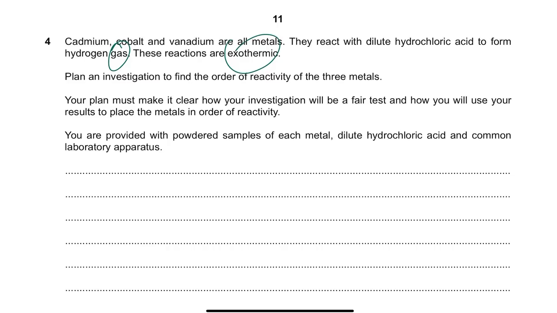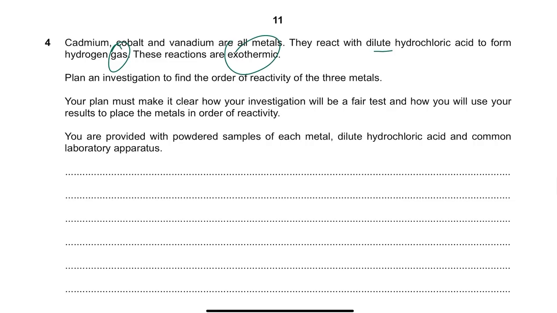Plan an investigation to find out the order of reactivity of three metals. You have to react them with dilute hydrochloric acid, and plan an experiment through which you can find out their reactivity, which is most reactive and which is not. Your plan must make it clear how your investigation will be a fair test.